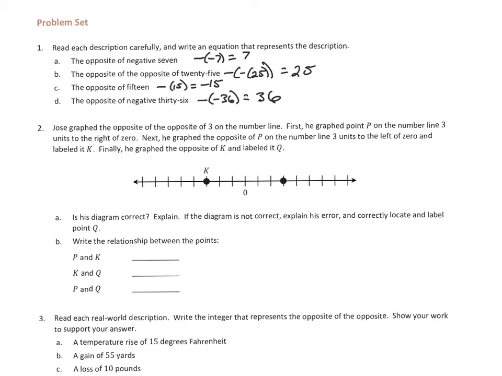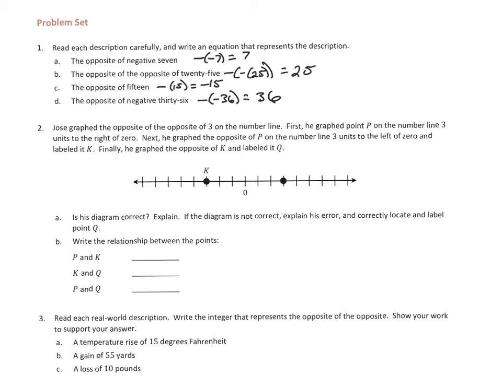Okay, Jose graphed the opposite of 3 on the number line. First, he graphed point P on the number line 3 units to the right of 0. Next, he graphed the opposite of P on the number line 3 units to the left of 0 and labeled it K. Finally, he graphed the opposite of K and labeled it Q. So, always read it first and then you go back.